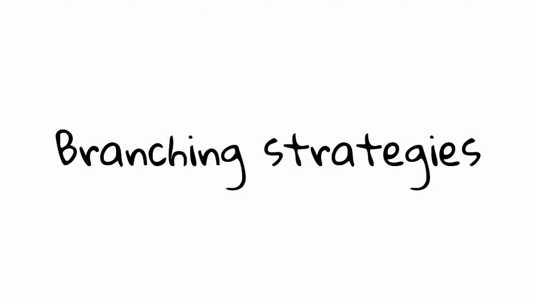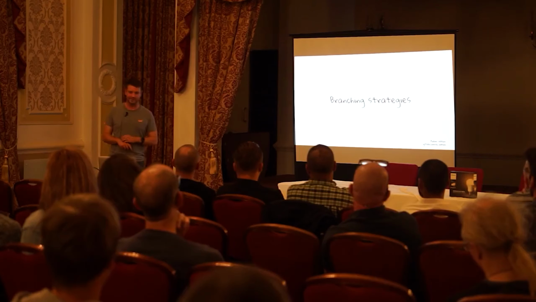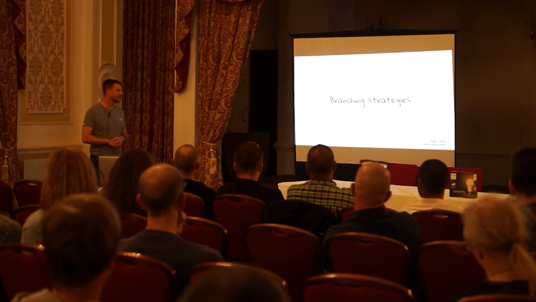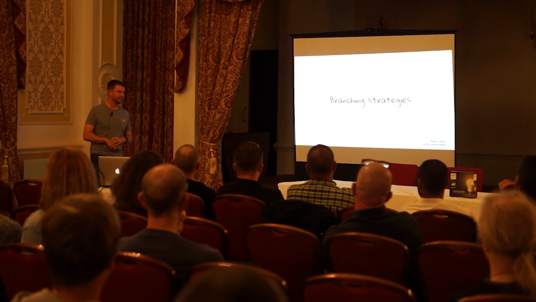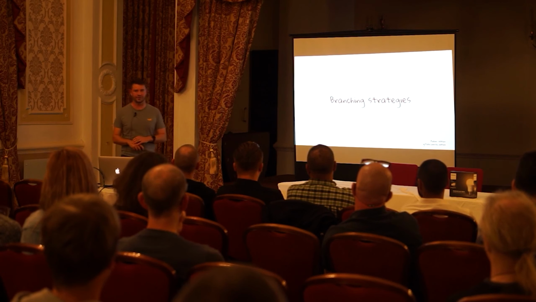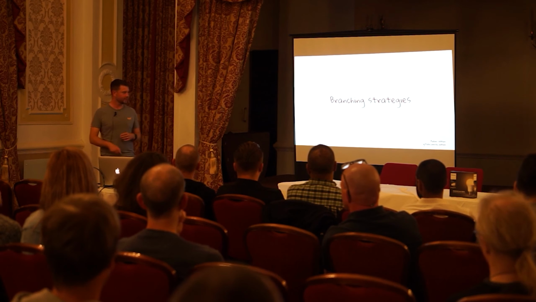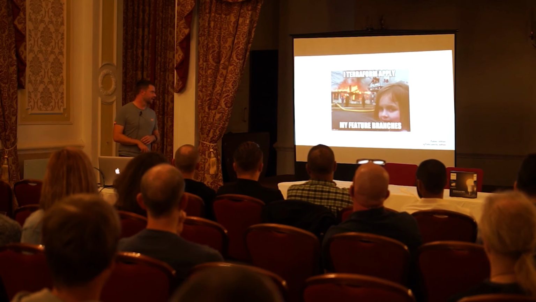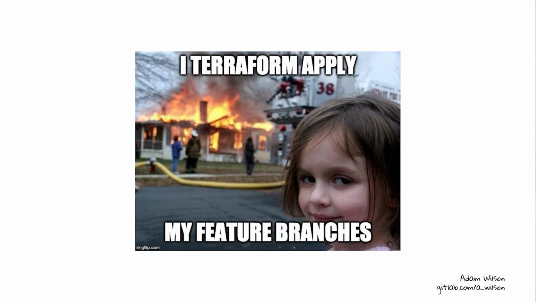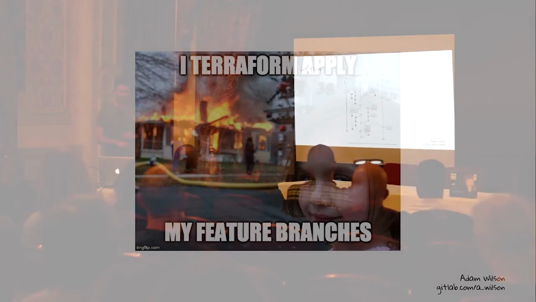So I'm going to talk a bit about different branching strategies within Git. So it's a source code management system. I'm not going to compare it to other things like SVN, but one of the great things about Git specifically is that you can branch often, and it's not a really big deal. Yeah, don't Terraform apply your feature branches at all.